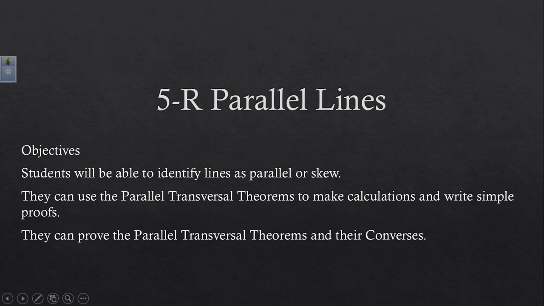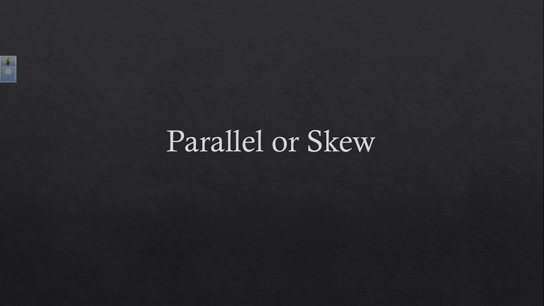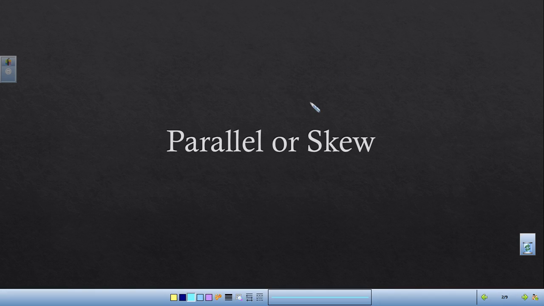Today we're going to be talking about the Chapter 5 review for parallel lines. I'm going to go over everything here, even though some things will be on the final unit test and other things won't. So here we go. The first thing we want to talk about is parallel or skew.